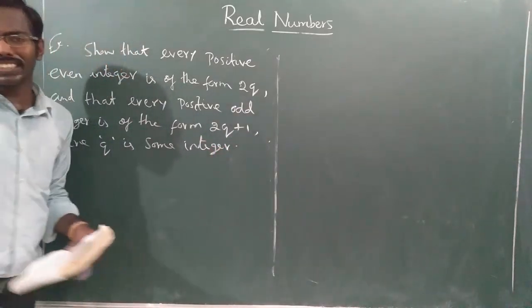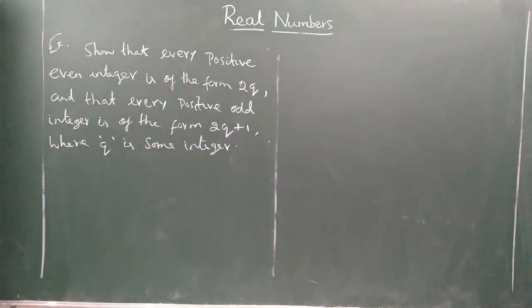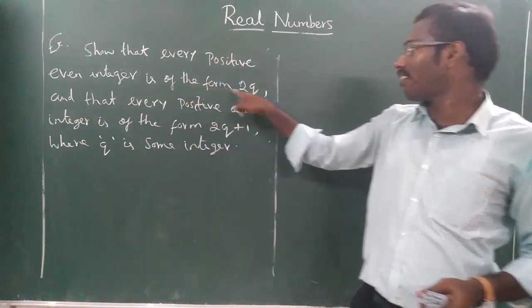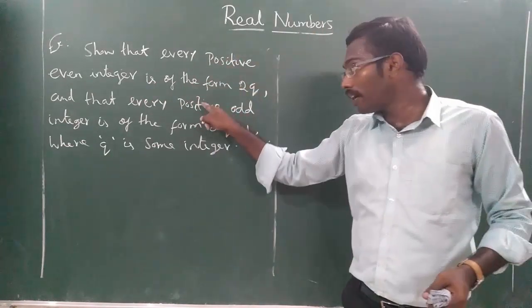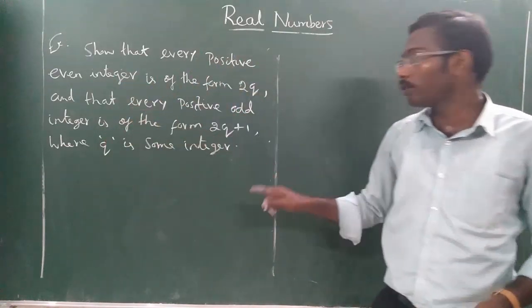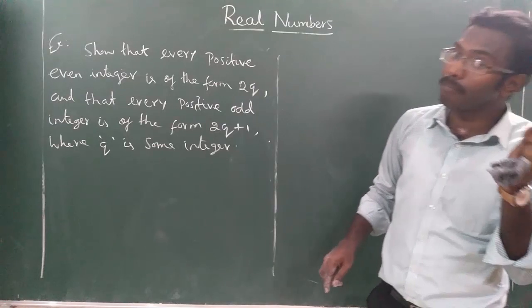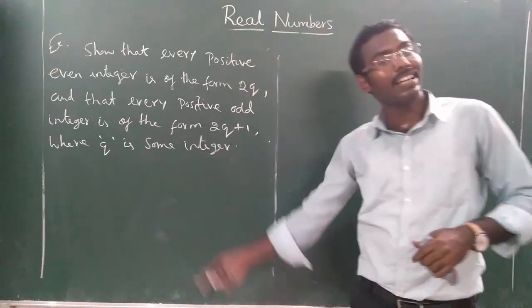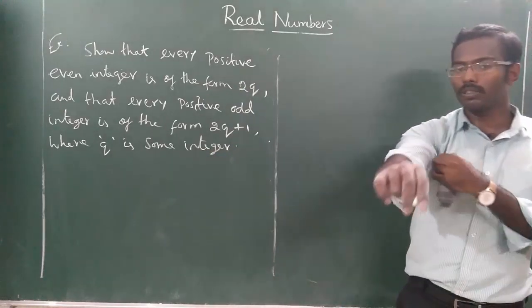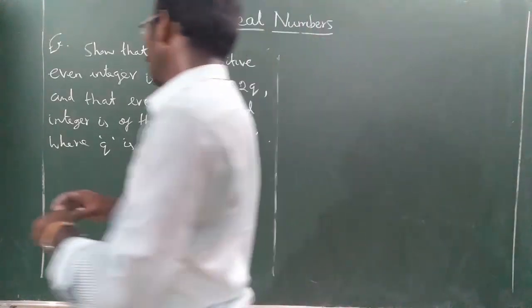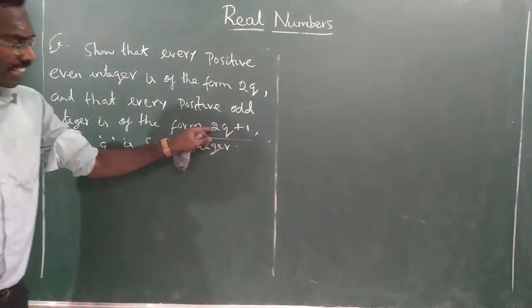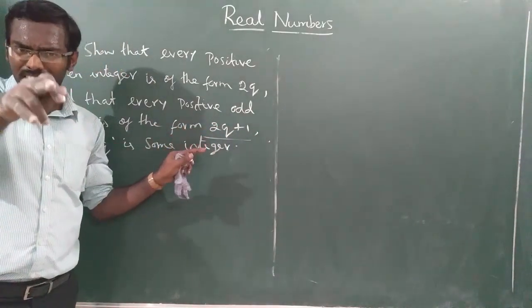Okay. So when you see this sum, you may find it difficult. What is this? I don't understand anything. Show that every positive even integer is of the form 2q and every positive odd integer is of the form 2q plus 1. You know, an even number is a number which is divisible by 2. An odd number is a number that is not divisible by 2. Okay. So how will you solve this? See, when you see this, it's just resembling Euclid's lemma, isn't it?